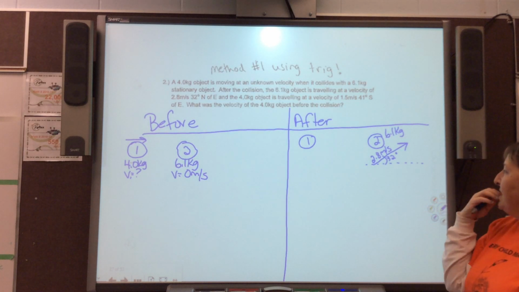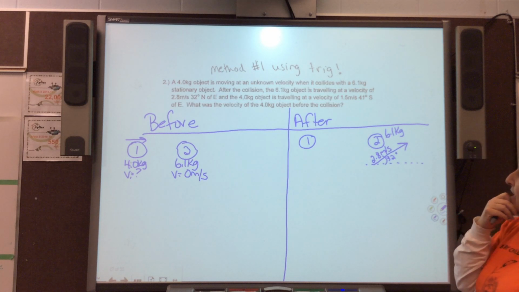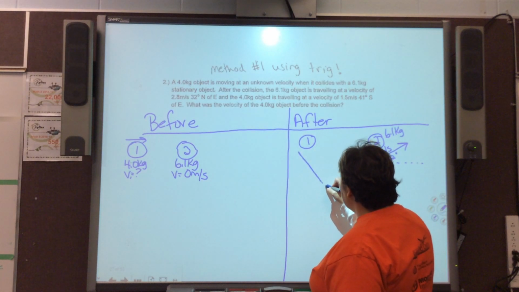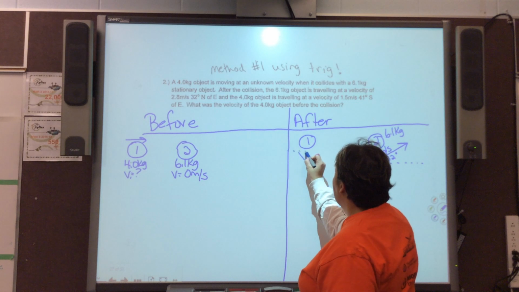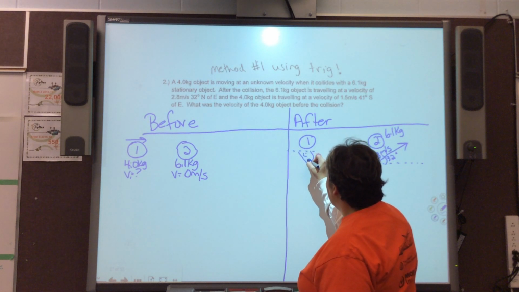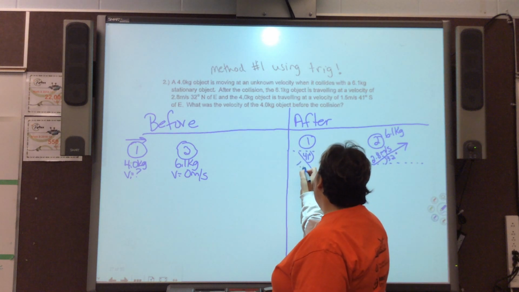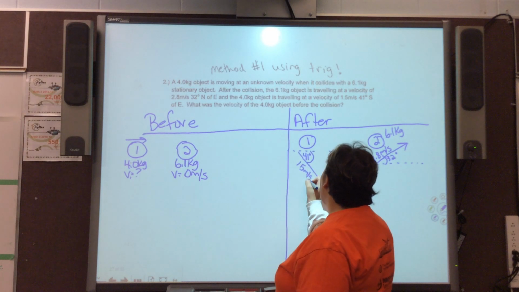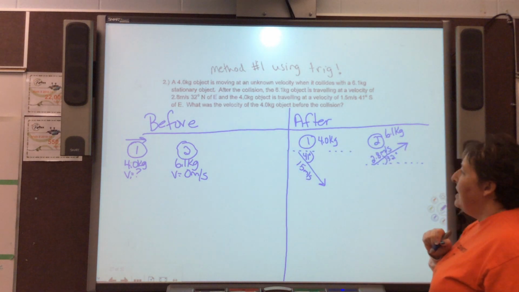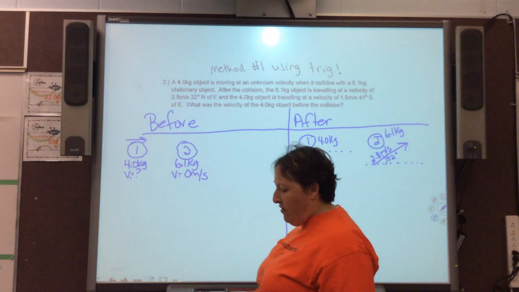Sophia, what would be something else we'd have to fill in here? The first object is traveling at 1.5 meters per second south of east, at 41 degrees. So 41 degrees, and you said 1.5, and this is 4.0 kilograms. Okay, and it's asking us for the velocity of the 4 kilogram object before.